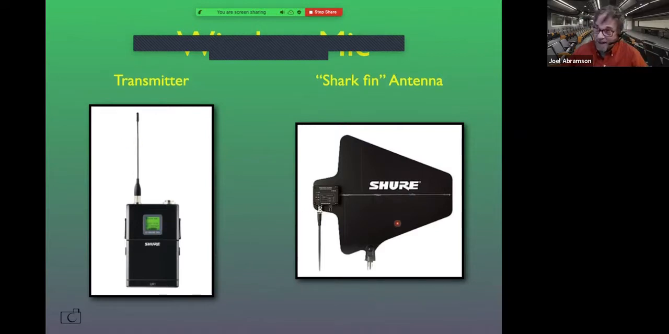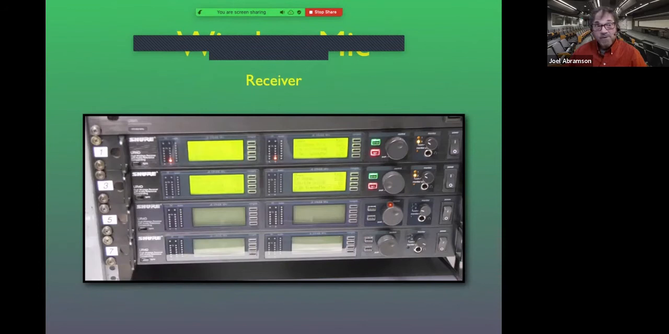I think I've pointed it out in the studio, actually in the control room. So the signal goes from this antenna, gets picked up by this antenna, and then goes up to the rack and the receivers. And these are the receivers that we have in our audio booth.